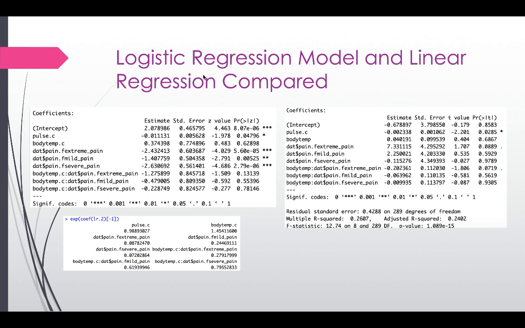Moving into the results of the logistic regression, we can first note that we did center our variables by taking the means out. That's why we see pulse C and body temp C.